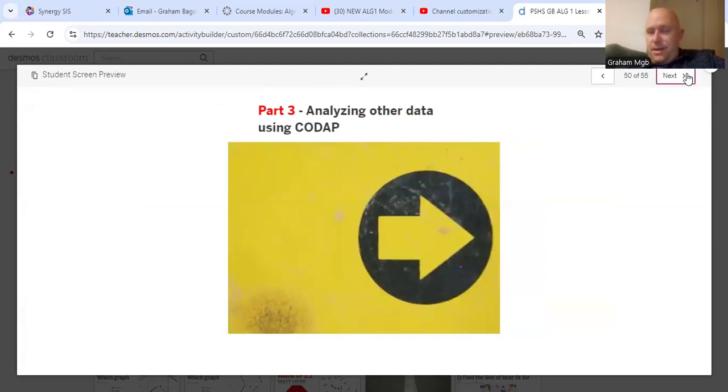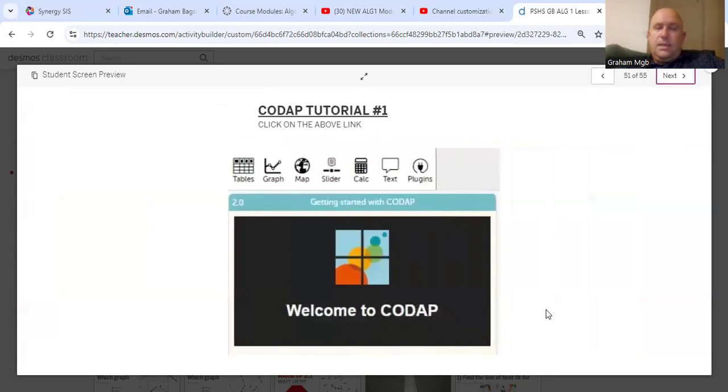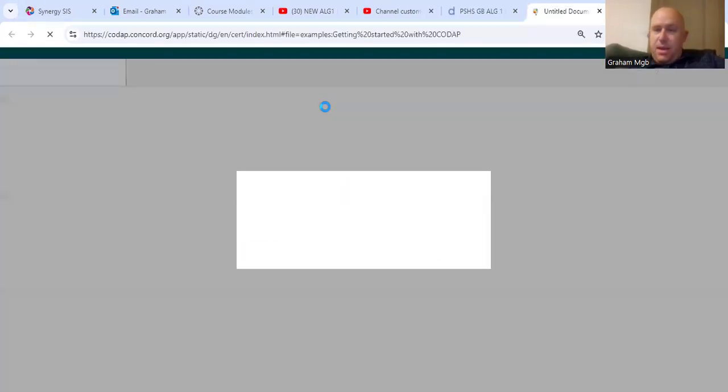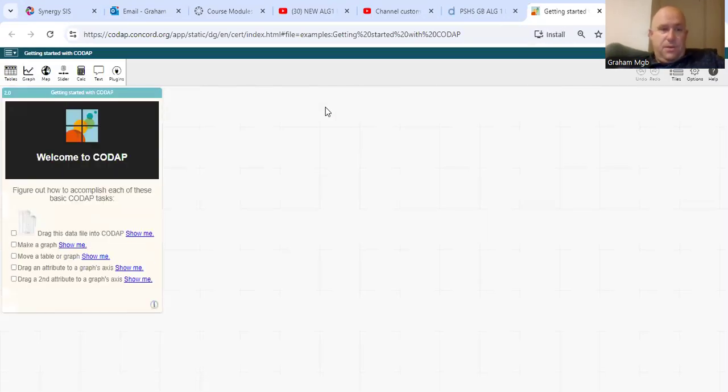Analyzing other data using CodeApp. So you will need to log into this activity so you can actually click on this link, but it will actually tell you how you can start using different data, already created data samples. Now, if you don't know how to do something, it will say show me.